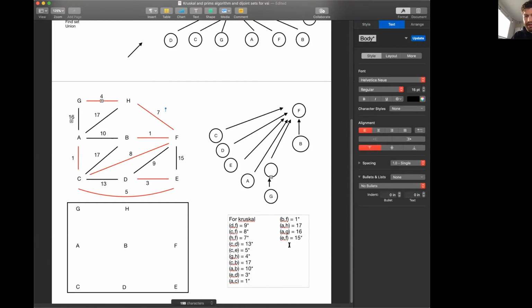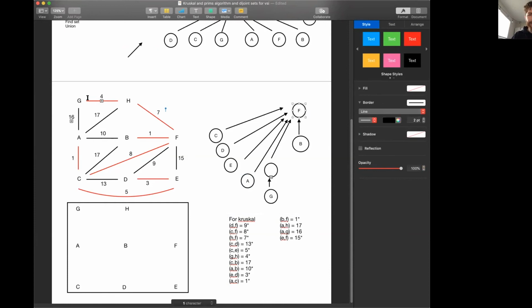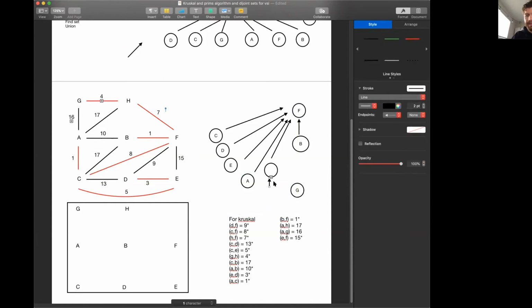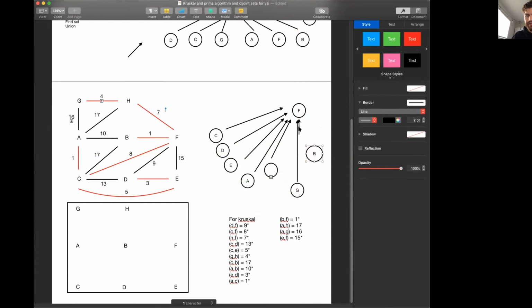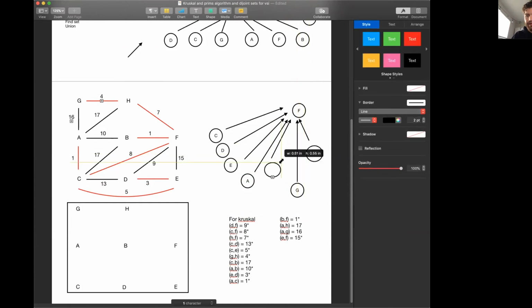The next one to process is 16, AG. Now I'm going to call find set on A, which gives me F, no path compression. I'm going to call find set on G. G is not pointing directly to F, so that's going to cause some path compression. So it's going to point directly at F, and it should return F.